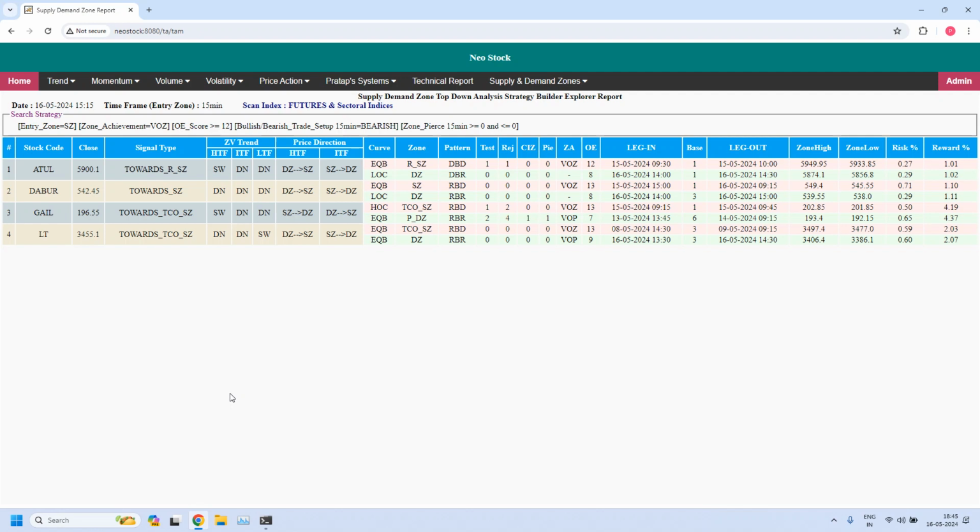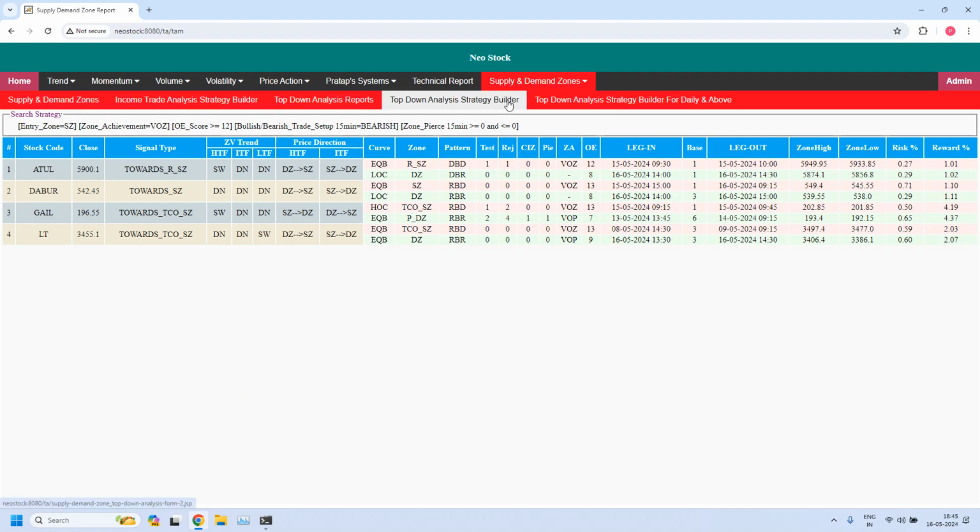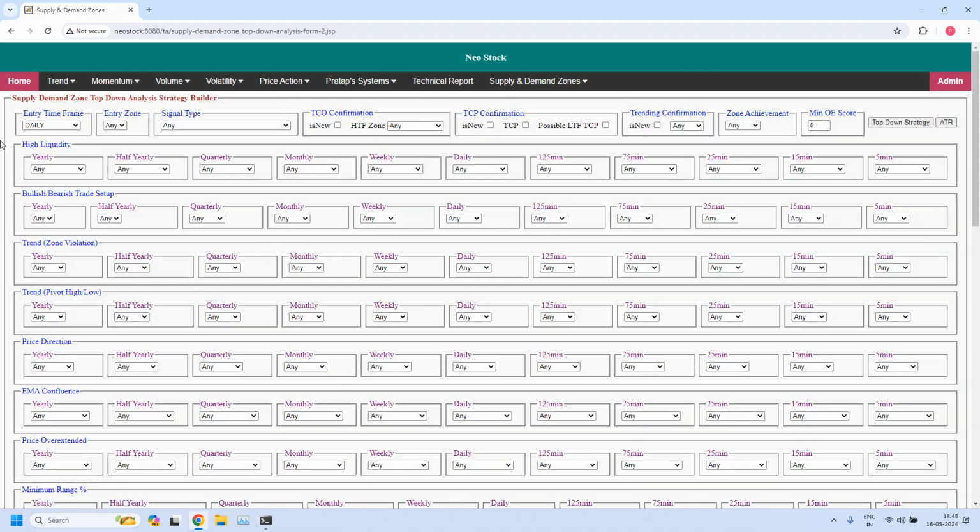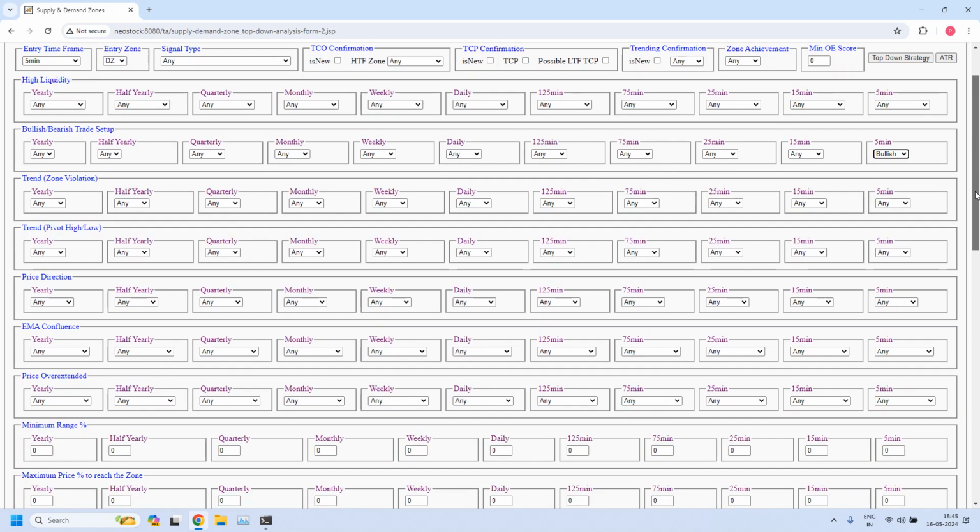Now let me generate bullish and bearish trade setups for hourly income trade. For hourly income trade, entry time frame should be 5 minutes. For bullish trade setup, entry zone should be demand zone, and also in bullish or bearish trade setup, this time in 5 minutes time frame, we are selecting the value bullish, and the 3 filters we also want to add.